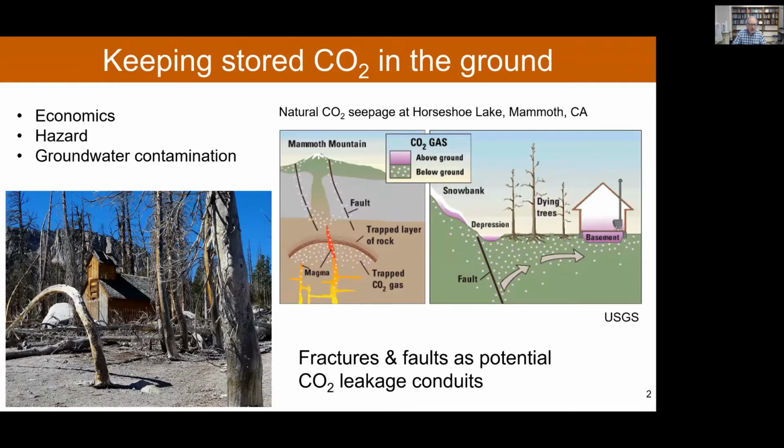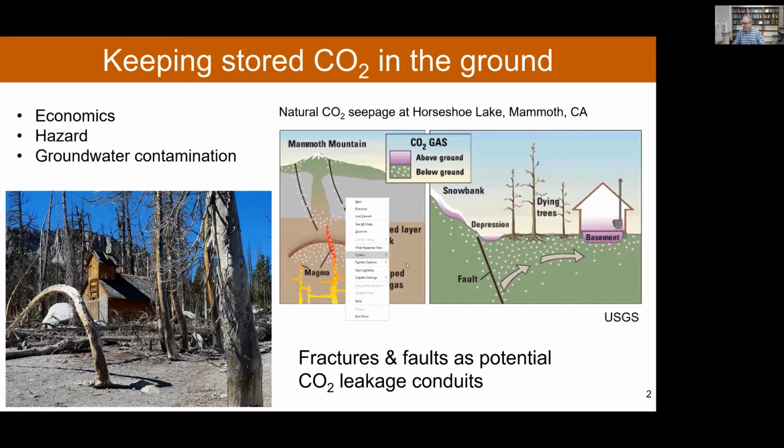So CO2 is leaking to the surface in natural systems, and particularly in volcanic systems. It's common that volcanic CO2 leaks to the surface. And I'm showing here an image from Mammoth Mountain in California, which is volcanic, and it looks really like a doomsday scenario with the dead trees. So occasionally CO2 burps up from the magma chamber and comes up along faults and fractures as shown in that cartoon.